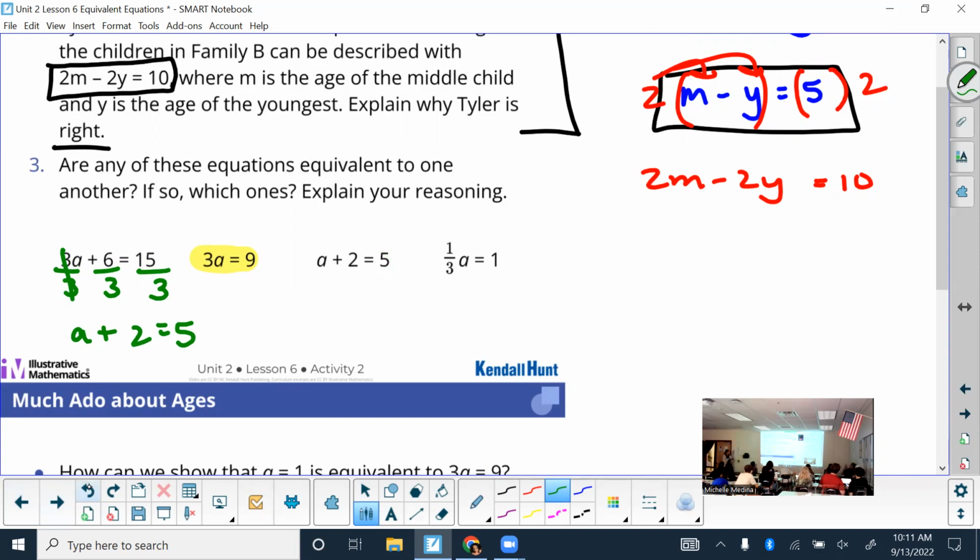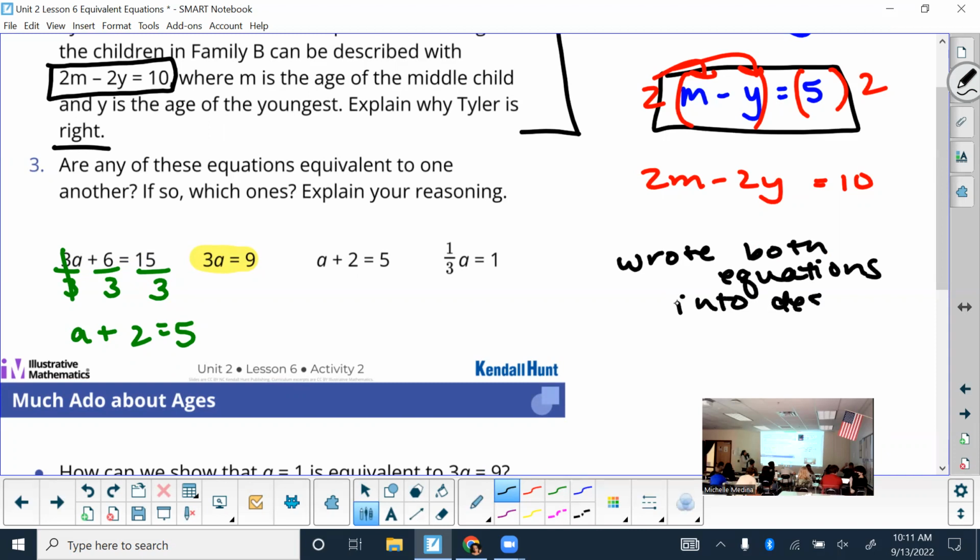Jalen? The first and the last one, and how did you determine that? So that's a really interesting conclusion. So we wrote both equations into Desmos. Desmos doesn't read a's for equations, so it will read x's and y's. We wrote both equations into Desmos and they overlap. So they must be true.